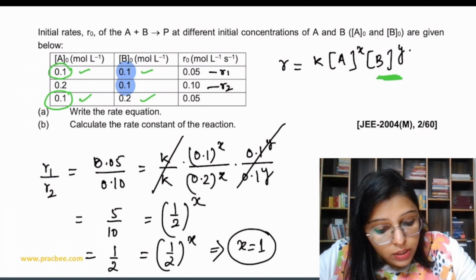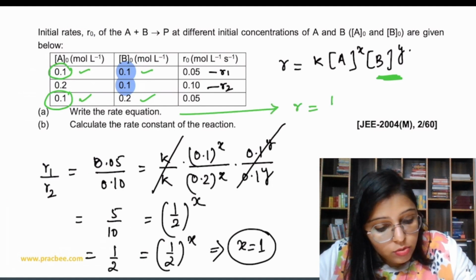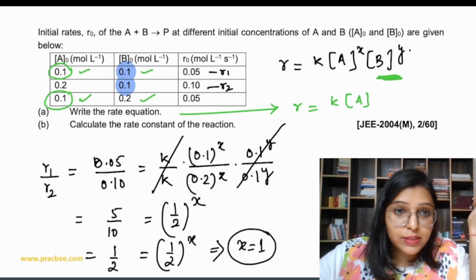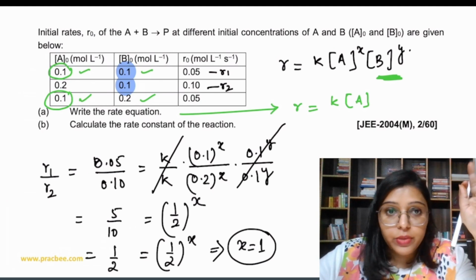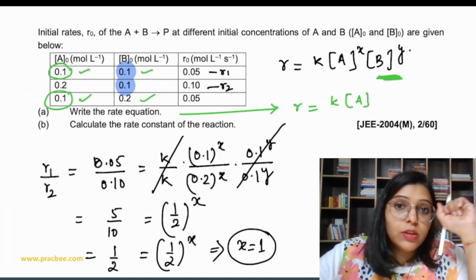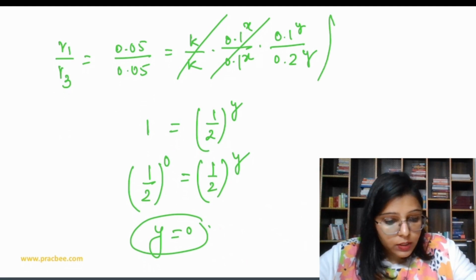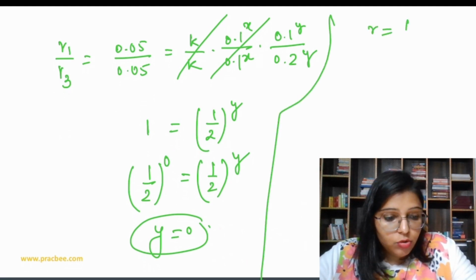So how to write down the rate equation? So the rate equation is R is equal to k[A], because B's power is 0, which is equivalent to 1. Now our task is to find out the rate constant of the reaction. So how to find out the rate constant of the reaction? So for rate constant, R is equal to k[A].